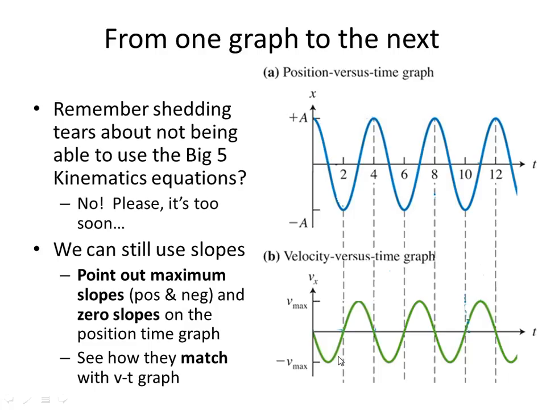Here's the position time graph and a velocity time graph. I'd like you to take a moment and point out the maximum slopes, both positive and negative, on the position time graph. Mark them on your papers. And then also mark in where the slopes are 0. Okay, so take a moment to do that, please.